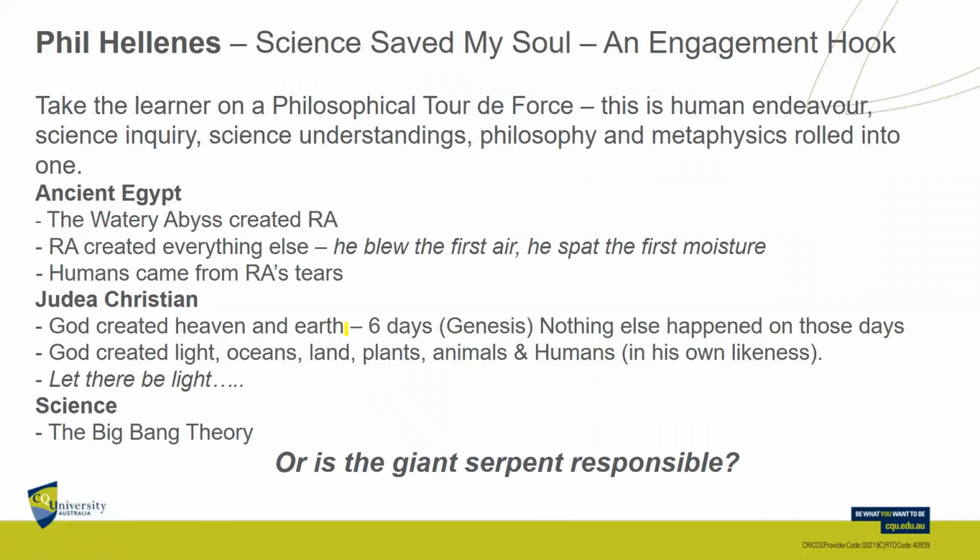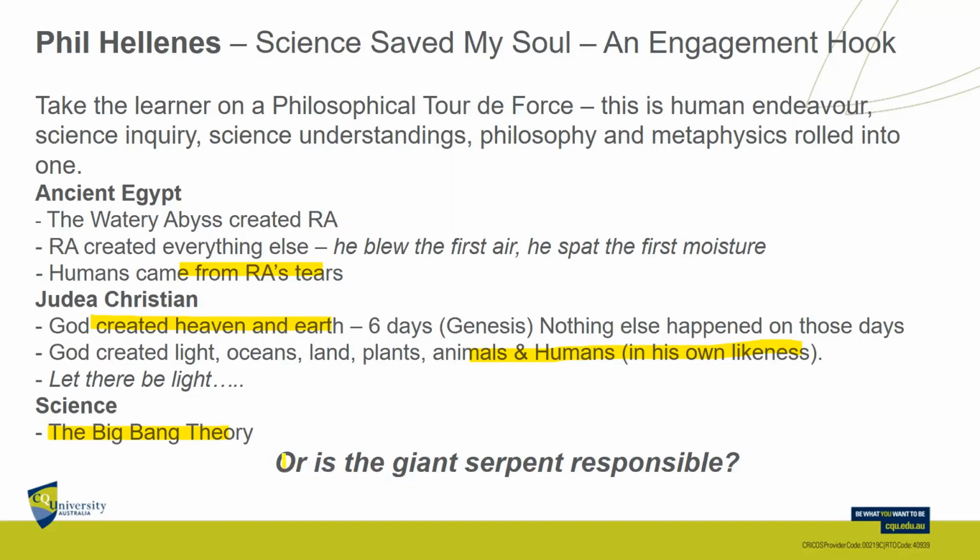So we can see a lot of similarities between that and the Christian notions. Judeo-Christian: God created heaven and earth in six days, Genesis. Nothing else happened on those days. God just did those things. That was it. And the seventh day he rested. Very literal, but again, another creation myth. Created lights, the oceans, land, plants, and the whole sequence of events. Science has got the Big Bang Theory. Okay, and we'll talk a little bit about that as we get on today.